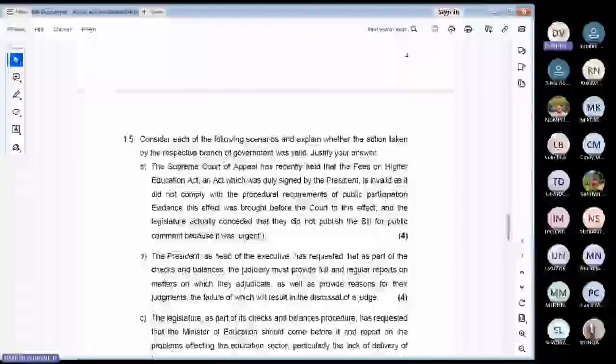So the president, as head of the executive, has requested that as part of the checks and balances, the judiciary must provide full and regular reports on matters on which they adjudicate, as well as provide reasons for their judgments, the failure of which will result in the dismissal of a judge. So this one should be fairly easy to answer, even if you don't know the particular section of the Constitution, but does anyone want to perhaps say whether this action is a valid action or invalid action that the president is wanting to do?